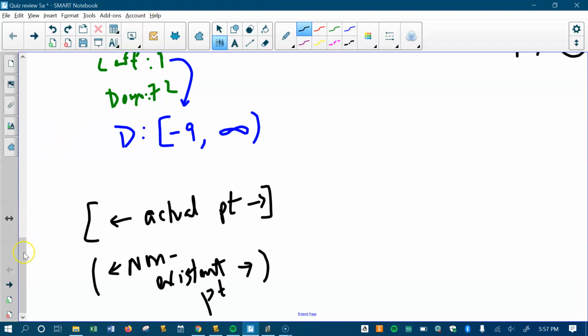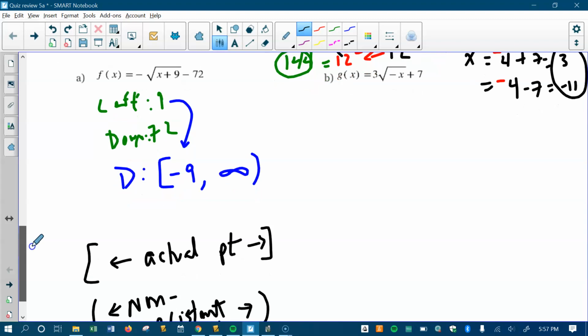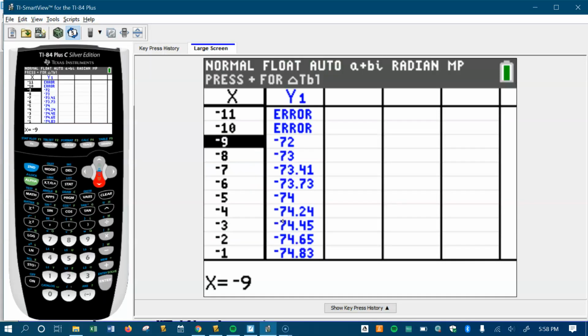Our range is going to be starting from the lowest y value to our highest y value. So I'll show you a little bit more direction on this. Our range is going to be our low y to our high y value. Okay, so let's look at our range here.